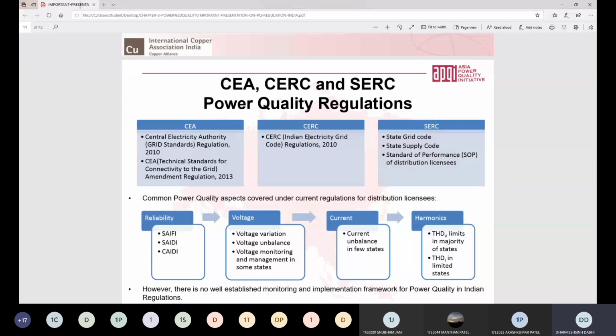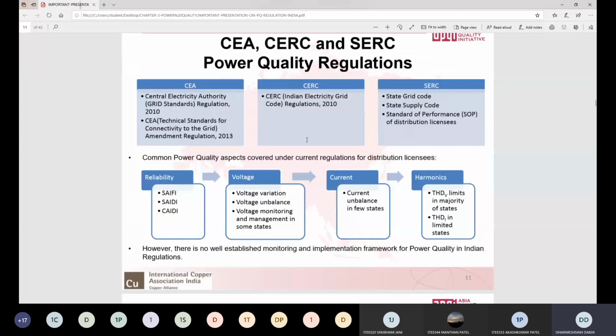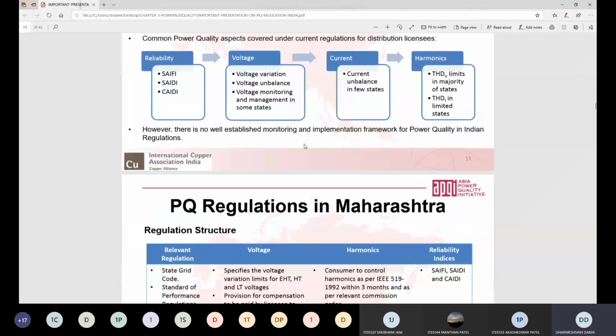In the voltage, we see the voltage variation, voltage unbalance, voltage monitoring and management in some states. Clear? And third quantity, that is the current imbalance, and fourth one is harmonics. And harmonics: individual harmonics in voltage, individual harmonics in current, as well as total harmonic distortion of voltage, as well as total harmonic distortion in current.